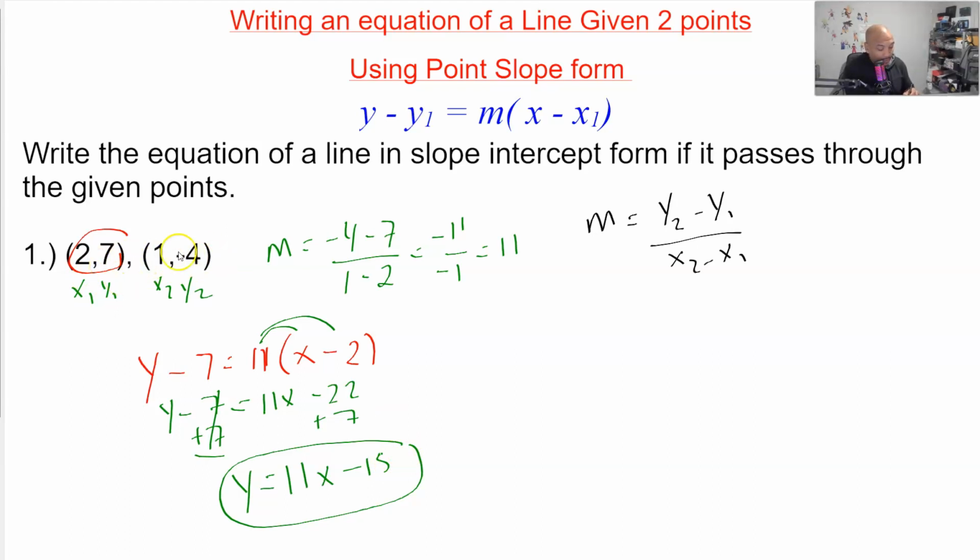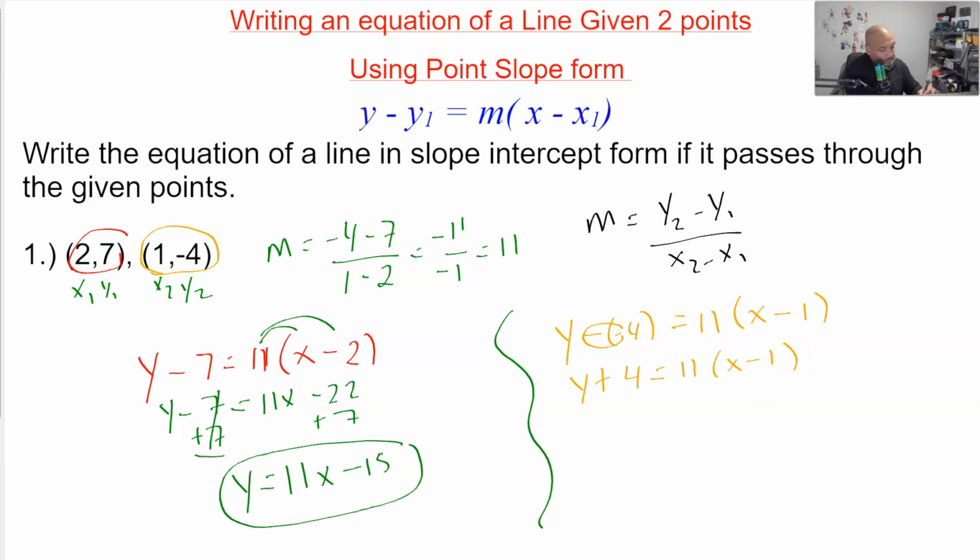Now, what happens if we would have used the other point? Just to show you, I'll do that on the side over here so you guys can see that it winds up being the exact same answer. So say we use this point here, right? We'd wind up with y minus, in this case, negative 4, equals m, which is 11, times x minus x1, which in this case would be 1. Now whenever we have a minus negative, it's going to be y plus 4 equals 11 times x minus 1. And from here, all we're going to do is distribute like we did before and solve for y. So y plus 4 is equal to 11x minus 11. And then we subtract 4, and you can see we wind up with the exact same answer: y equals 11x minus 15.